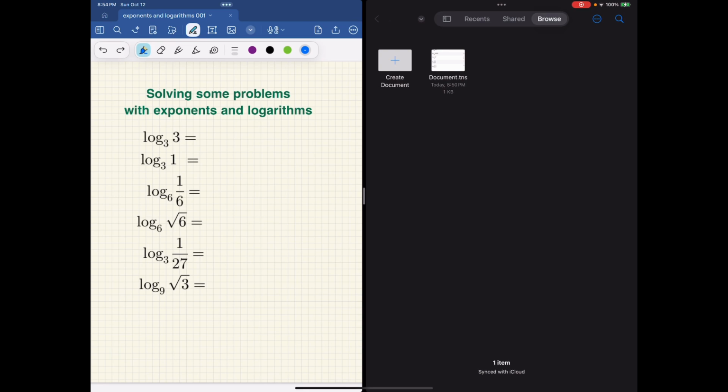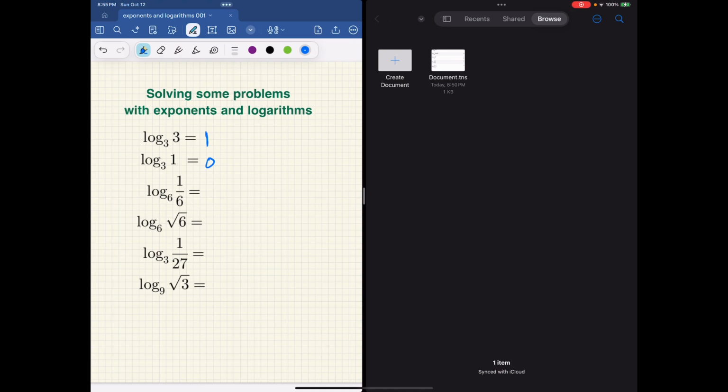Log base 3 of 3 equals what? Well, the question being asked is 3 to what power equals 3? And the answer to that is 1. 3 raised to the power of 1 equals 3. The next, log base 3 of 1 equals what? That question is 3 to what power equals 1? And the answer to that is 0. 3 to the 0 power equals 1.